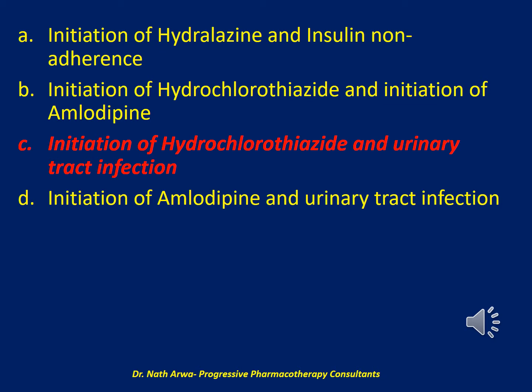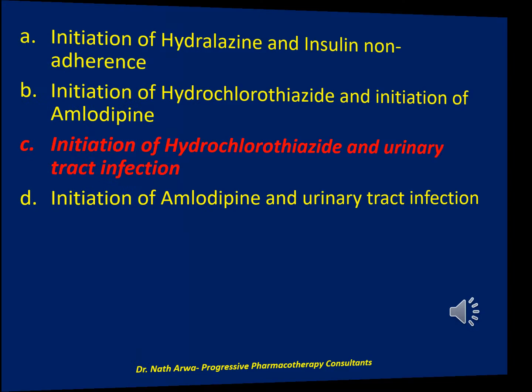Infection is the most common precipitating factor for DKA, and the urinary tract infection also could have led to the hyperglycemic emergency in this patient. Amlodipine is not known to precipitate DKA. Initiation of hydralazine is not known to precipitate DKA. However, inadequate insulin use is a common precipitating factor in DKA. Please proceed to the next question.